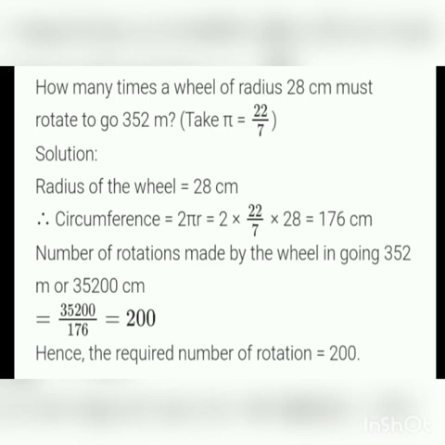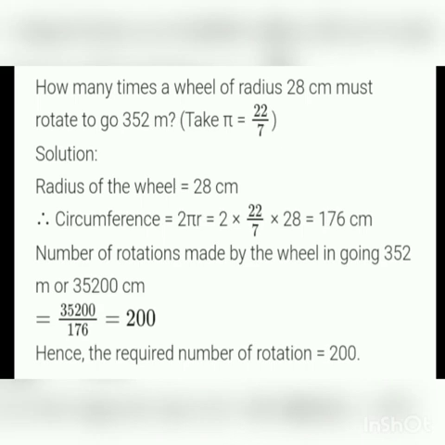This 352 is given in meter. We convert it into centimeter. That means 1 meter is equal to 100 centimeters. So multiplying, you will get 35,200, not 3 lakh. 35,200 is the value. So how many rotations will it make to cover 35,200 centimeter?